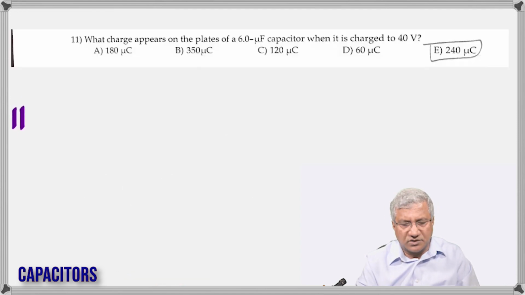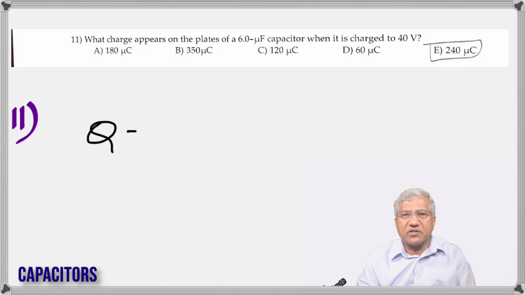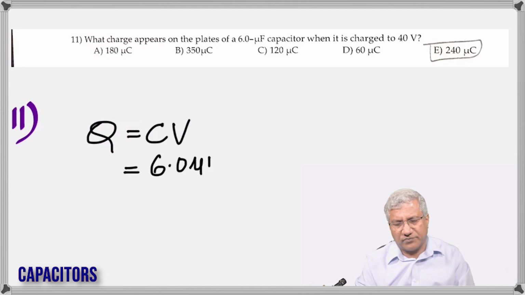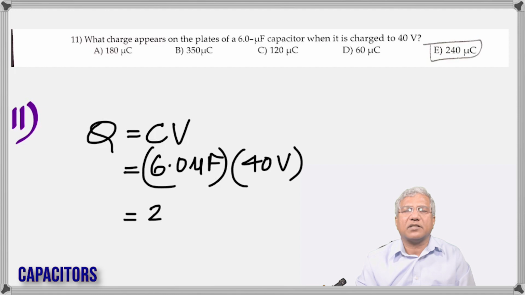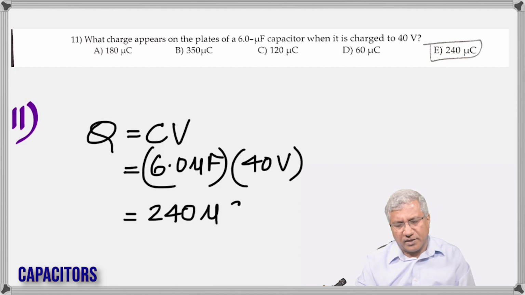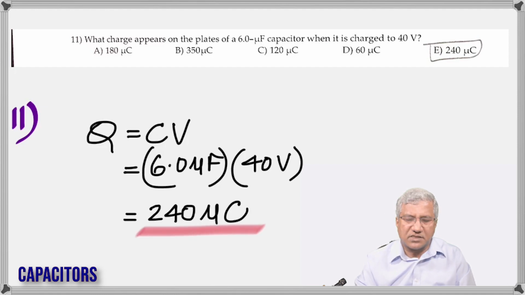2 more questions to go. Here is the 11th one. What charge appears on the plates of a 6.0 microfarad capacitor when it is charged to 40 volt? Oh my goodness, this is so easy. Charge is just the product of capacitance and voltage. So that's in microfarad multiplied by voltage, 40 volt, gives you 240 microcoulomb. Brings us to the last question.